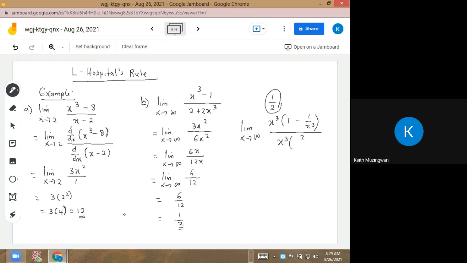x cubed. No, it's half. To this plus 2. Then this and this will cancel. Then this is 0. This is 0. So we get 1/2. Sir, it's a negative. We didn't divide by 1 by the x cubed.